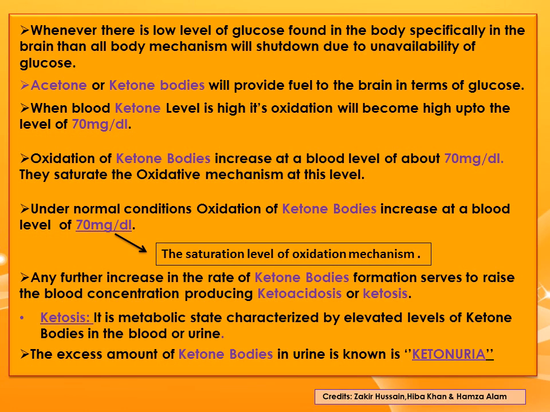Any further increase in the rate of ketone bodies formation serves to raise their blood concentration, producing ketoacidosis or ketosis. And when it is excreted in the urine due to the excessive synthesis, we use the term ketonuria. I'm repeating for your understanding.